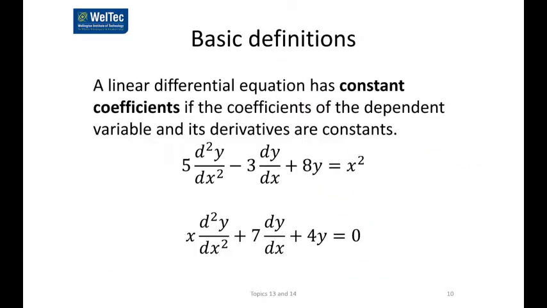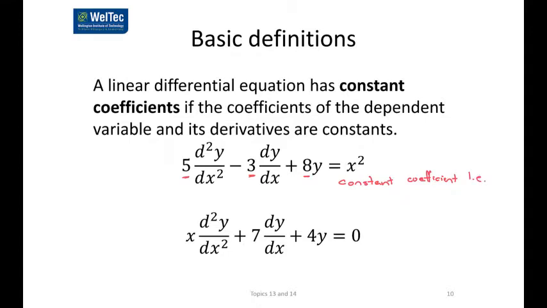Now, if we have a linear differential equation, we can talk about it having constant coefficients if the coefficients of the dependent variable and any of its derivatives are constant. So 5 is a constant, 3 is a constant, and 8 is a constant. So we call this a constant coefficient linear equation.